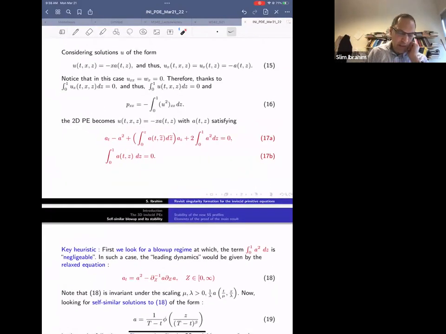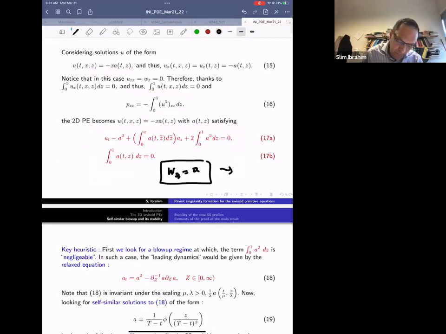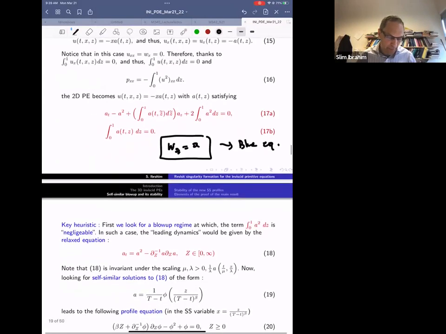For instance, if you look at solutions to the primitive equation in this form, then you can solve for the pressure again, and then you can obtain this red equation, this reduced equation. And this red equation is nothing but the blue equation, exactly the blue equation where you set WZ to be A. Okay, so we are talking about the same thing. Good. So what was the main idea?